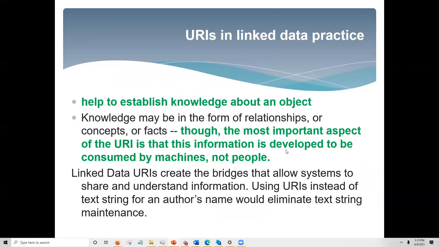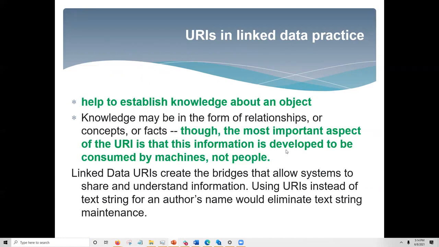So URIs, we're starting to really think about how we're going to use that in our identity management work. It helps to establish the knowledge about an object. And part of that knowledge can be those relationships, which we've already talked about. It can be concepts or facts or really kind of anything. It's really about that body of knowledge. But the most important aspect of the URI is that it's information that's not for us as people. It's information that's for the machine. So that's that URL part of it.